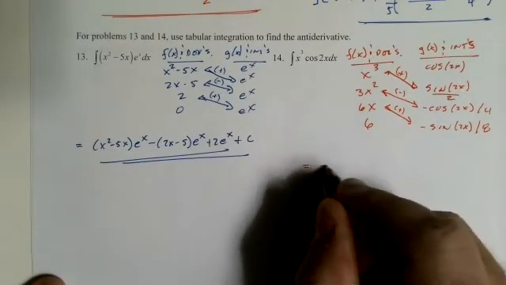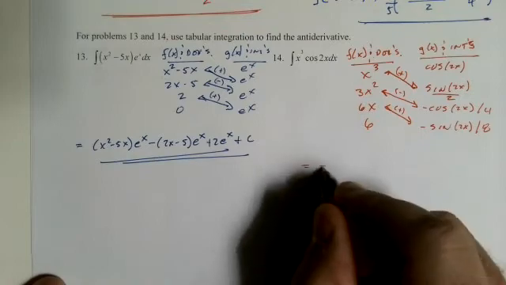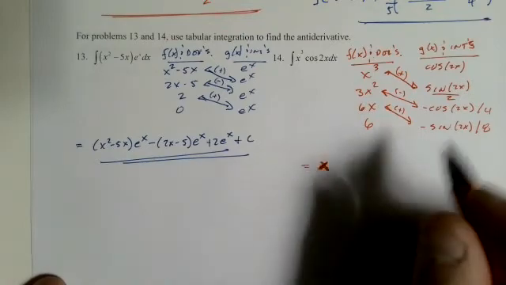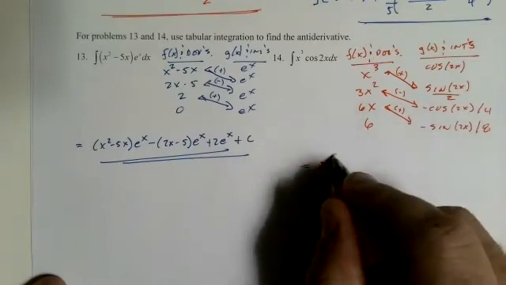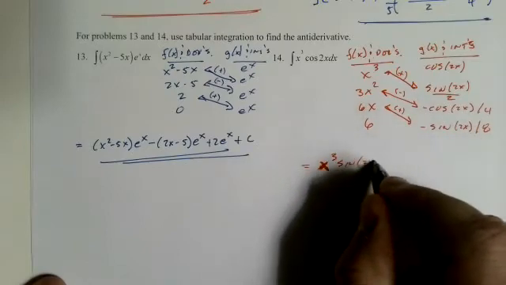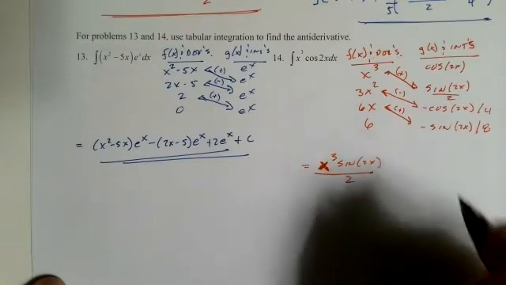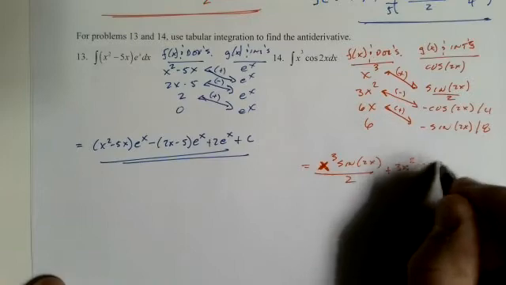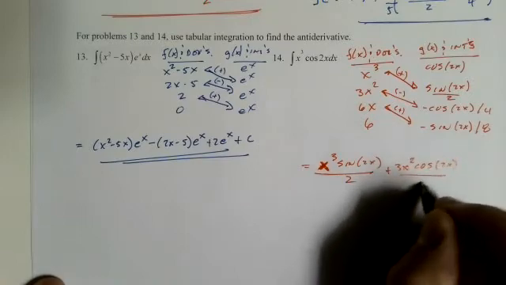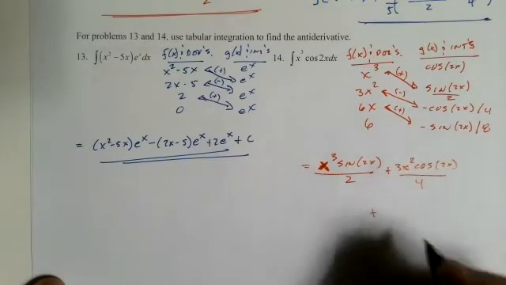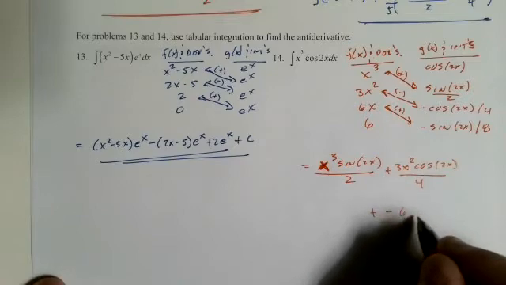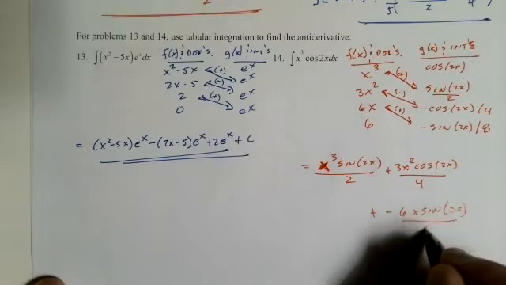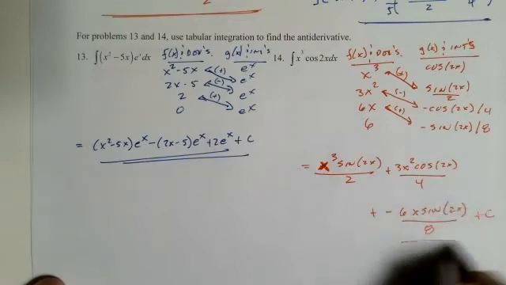Equals negative, missed it. No negative. So looking at that one: x to the third sine 2x over 2 plus 3x squared cosine 2x over 4 plus negative 6x sine of 2x over 8 plus c.